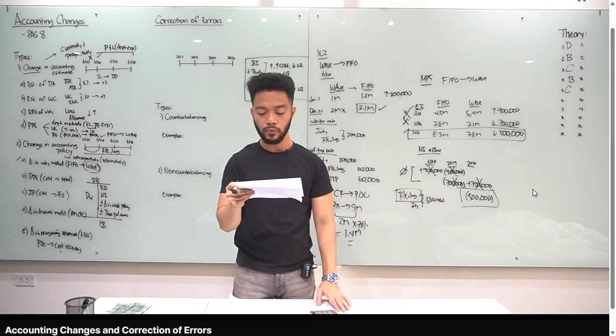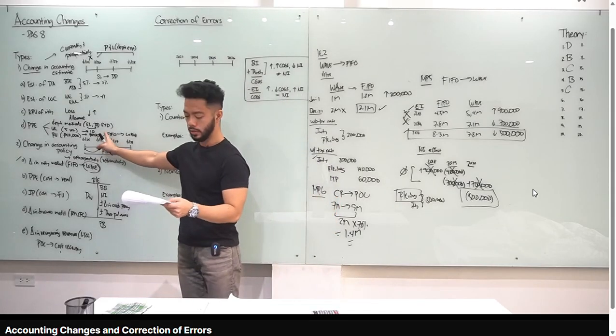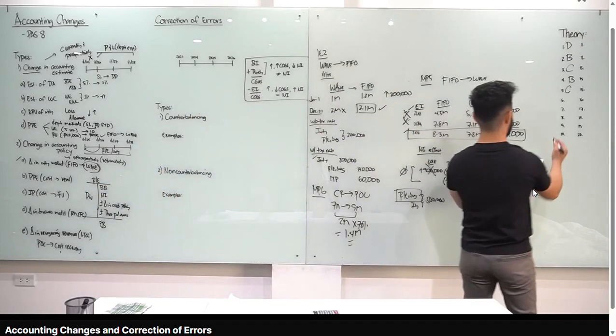Which of the following is accounted for as a change in accounting policy? A, change in estimate of useful life. Hindi. Change in accounting estimate yan. B, change in the inventory valuation. Yes, again, pinaka-common yan. FIFO to WAVE, WAVE to FIFO, change in accounting policy. And B for number 6.